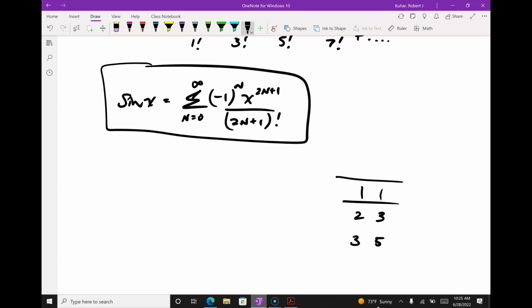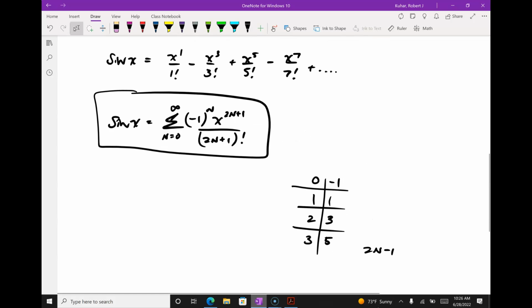I can already see a table there that's linear with a slope of 2, and I can figure out the b value by backing up 1 in the x direction and backing up 2 in the y direction. So 2n minus 1 is a nice way to do it. Why didn't I do that? Don't tell me. I didn't want my first term to be an x to the minus 1.